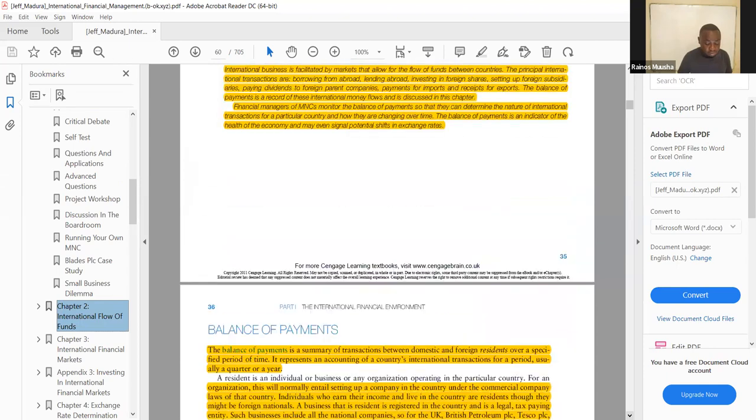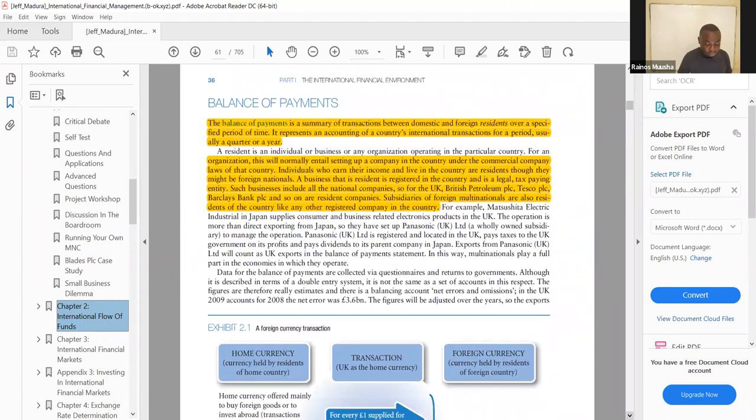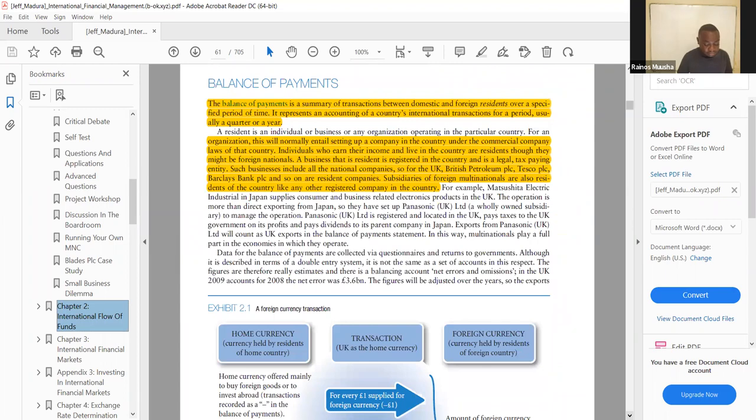So on the next page, they look at the balance of payments, and here they say the balance of payments is a summary of transactions between domestic and foreign residents over a specified period of time. It represents an accounting of a country's international transactions for a period, usually a quarter or a year.